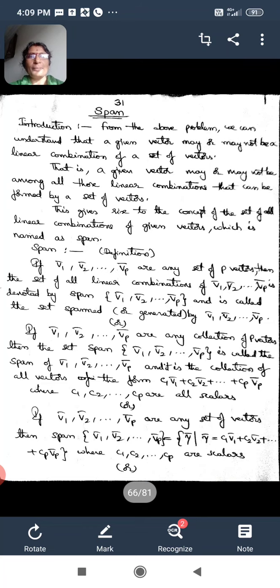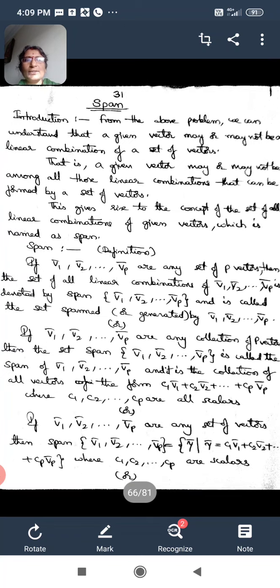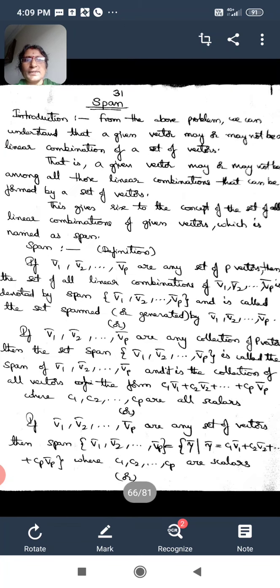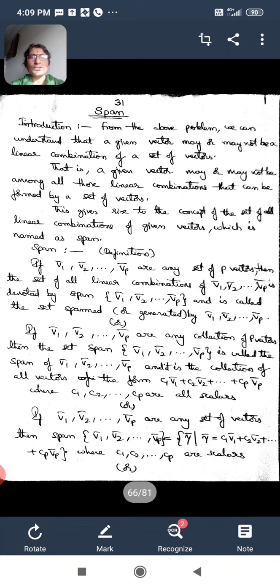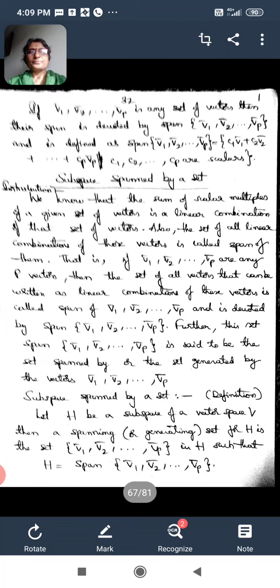In other way we can also define the same word span as: if v1, v2, so on vp are any set of vectors, then span of v1, v2, so on vp is equal to the set of all gamma bar such that gamma bar is equal to c1 v1 bar plus c2 v2 bar plus so on plus cp vp bar. Here the coefficients c1, c2, so on cp in the linear combination are scalars which are taken from the set of real numbers.